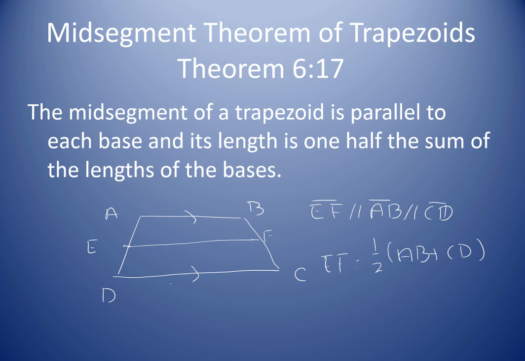So let's say that this line segment DC was 20 inches and AB was 8. Then we would know that EF was half of 8 plus 20, which is 1/2 of 28, which is 14 inches.